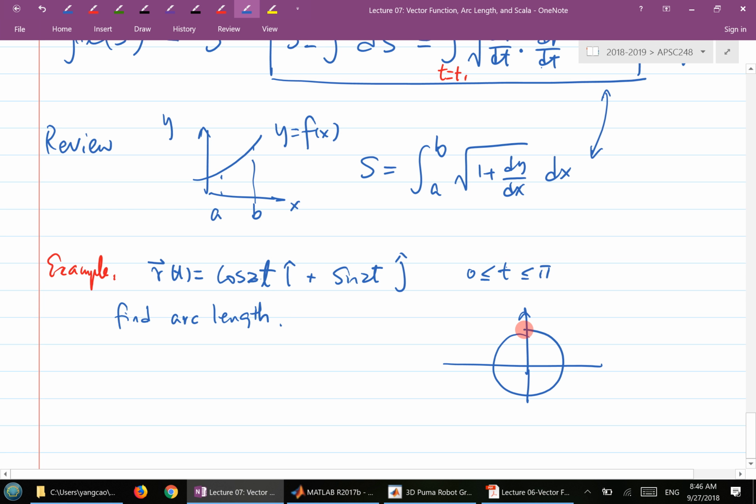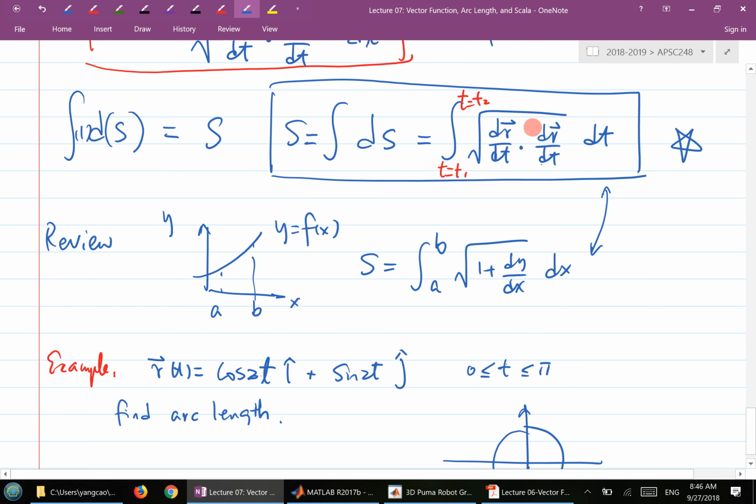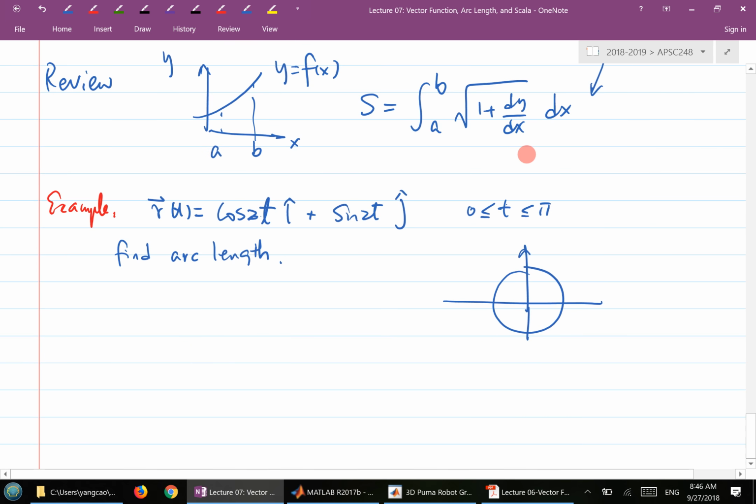That's the circumference. However, I still want to calculate this. Let's corroborate: let's verify if the result is 2 pi r, or 2 pi in this case. I'm going to verify that using the formulas that we just derived here. So let's do that.